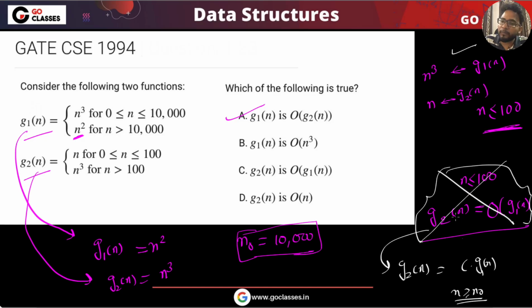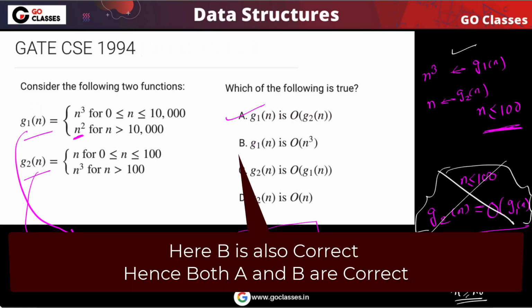But you cannot compare asymptotically just for the smaller values. To compare asymptotically, you have to have some bound after a certain point, some turning point, right? If you are saying that n is less than or equal to 100 only, then this does not make any sense. So actually, A is the correct answer.